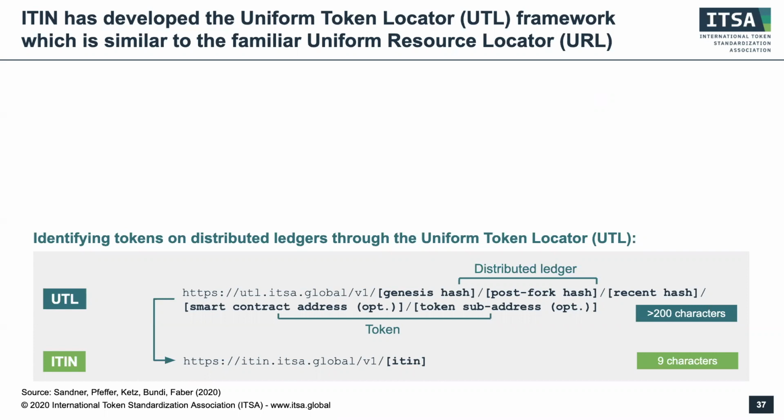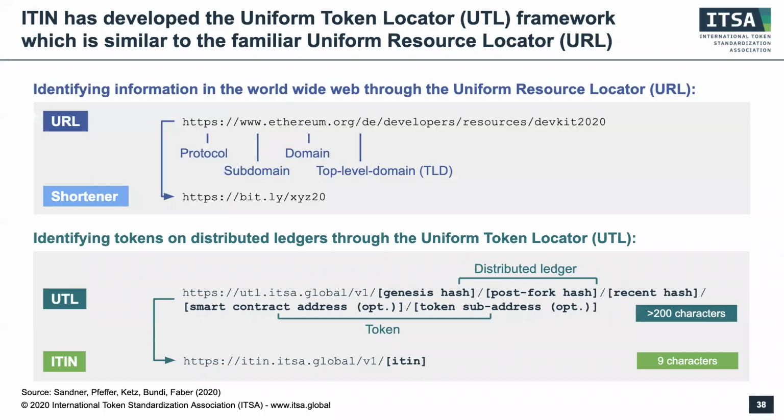So this is also memorizable for human beings, whereas the UTL is primarily there for interacting with machines, algorithms, and IT systems. The basic thought we apply here is that we already have the URLs out there. That's called Uniform Resource Locator. And the URL consists of a protocol, the subdomain, a domain, and a top-level domain. You see it here in dark blue. And it can also be shortened with a so-called URL shortener, for example, like bit.ly.